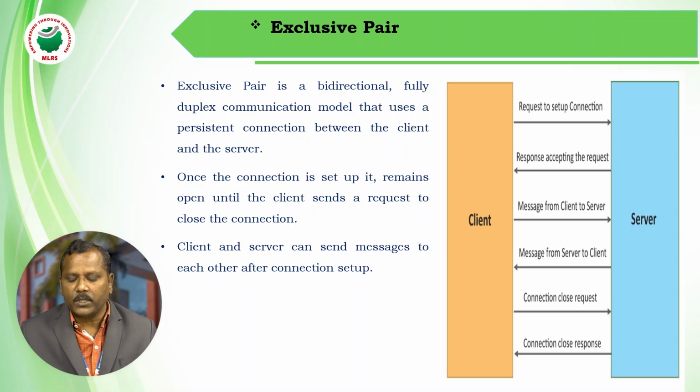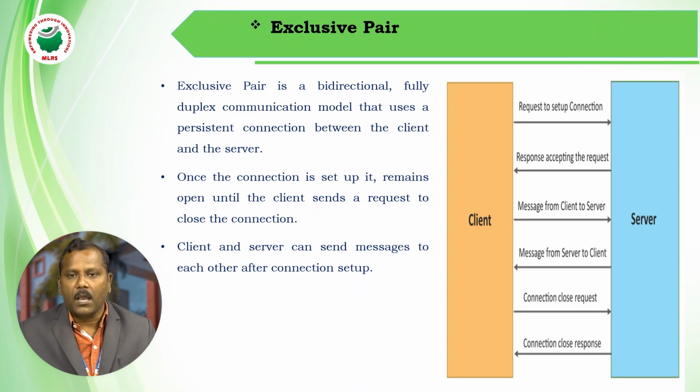Once the connection is set up, the client will send a request to the server, then the server will respond to the request, and the connection is established. Once the connection is established, the data exchange between the client and server continues. Once the client sends a close request to the server, the server will respond with a close response signal, then the connection is stopped. So communication is stopped. This is the exclusive pair, bidirectional and full duplex communication.